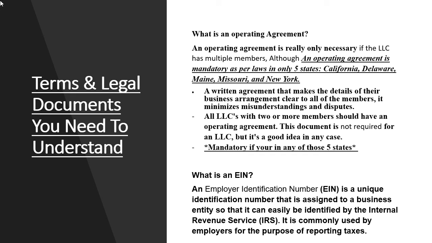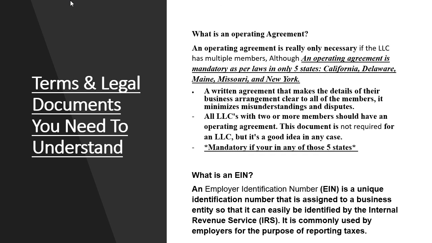So EIN number, I'm sure you guys, that's very self-explanatory, but an EIN number is an employer identification number. So when you own a business, you're an employer. You can employ people, right? So that's going to be your number that you pay taxes with at the end of each business year from the IRS.